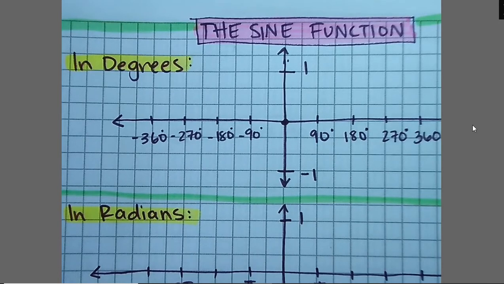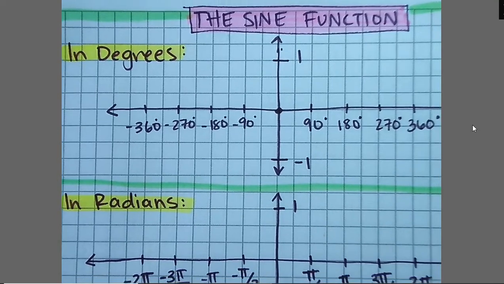What we're going to be learning about today is the sine function. So this is sort of an introduction to what it is and where it comes from. We're going to look at the sine function in degrees and in radians. What we're going to use to get our sine function is a thing called the unit circle.